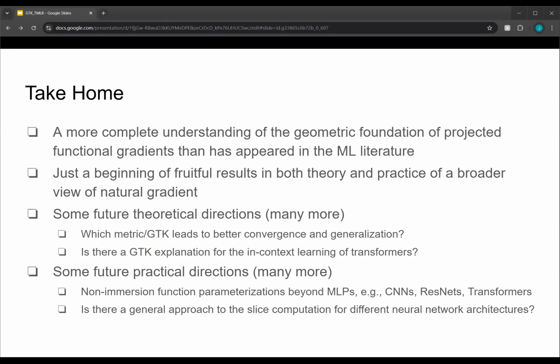To list some future practical directions, we want to study non-immersion function parameterizations beyond MLPs, say CNNs, ResNets, and transformers. It is also interesting to study a general approach to the slice computation for different neural network architectures.